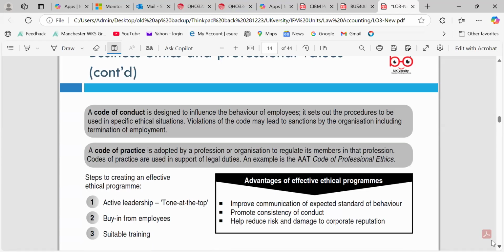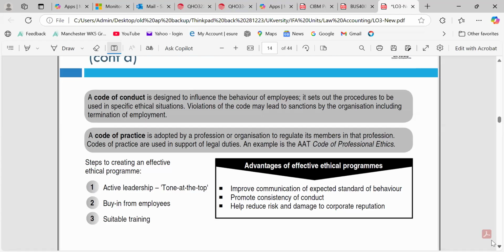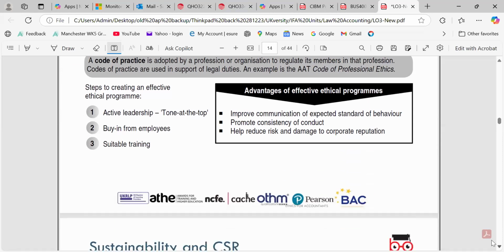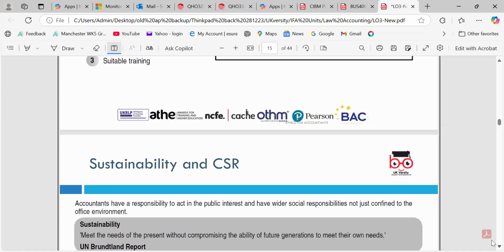The advantages of an ethical program: it improves communication, sets expected standard behaviors, promotes consistency of conduct, and helps reduce the risk of fraud. So if we have different segregation, not one person in the same role, and people change their rota system, that helps to reduce fraud as well.